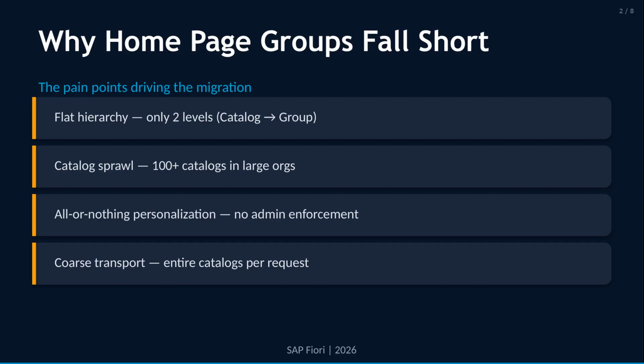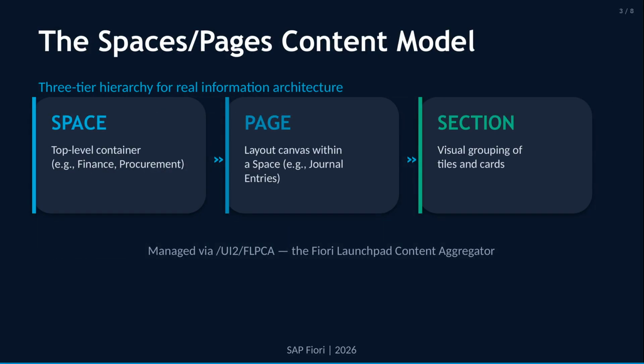Spaces and Pages solve each of these problems by introducing a structured, hierarchical content model. Here is the new hierarchy. A space is a top-level container that represents a business area, like finance or procurement. Inside each space, you create pages. A page is a layout canvas that holds sections, and each section contains your tiles and cards.